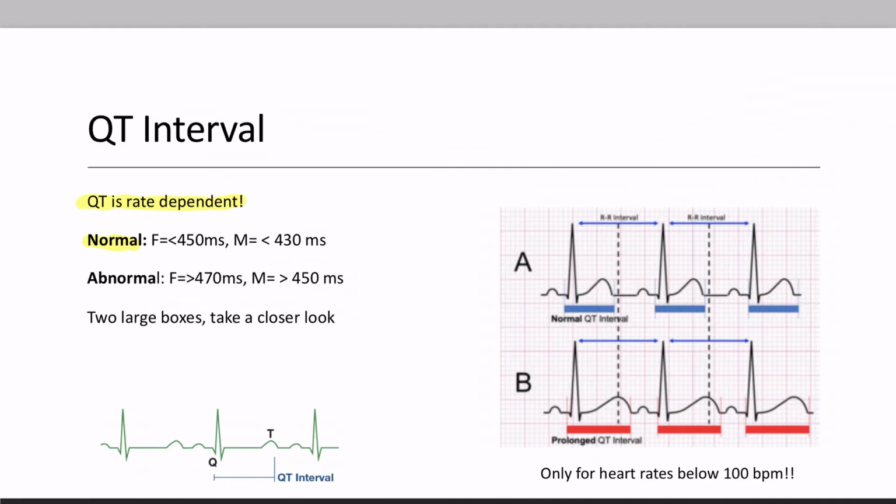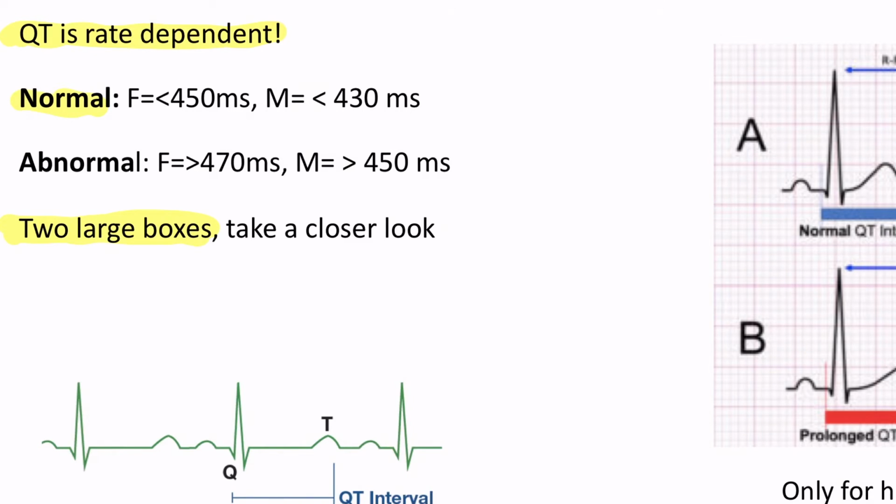This is kind of annoying to count out because it's around 10 or 11 boxes. The best way to do this is to just look and see if the QT interval is larger than 2 large boxes, and then you want to take a closer look. Many times it's an easier way to look, and then if it is longer, you can go into the nitty-gritty. Here down at the bottom, we can see the QT interval starts here at this Q wave, the start of the QRS complex, and ends here at the end of the T wave. So this is the depolarization, and the T wave is repolarization of the ventricles.